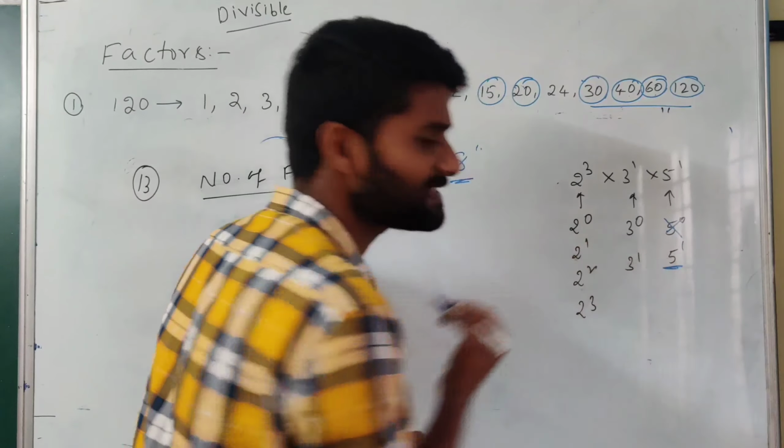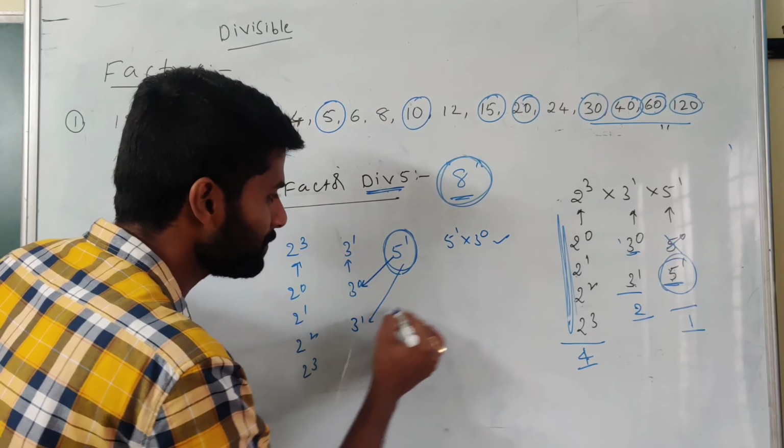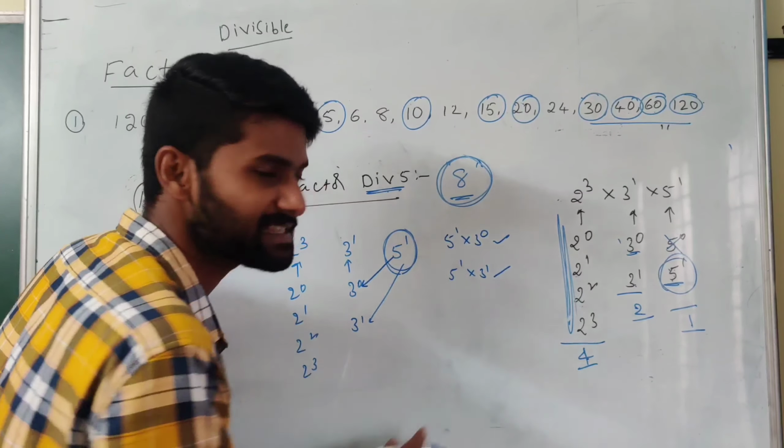For example, I will explain again. See, 2 cube means 2 power 0, 2 power 1, 2 square, 2 cube. Again 3 power 1 means 3 power 0 and 3 power 1. If you want the divisibles, you consider only 5 power 1. Why? Because 5 power 0 value is 1. If you consider 5 power 0, those numbers are not at all exactly divisible by 5. That's why I consider only 5 power 1. See, so 5 power 1 into 3 power 0 is exactly divisible. Second number, 5 power 1 into 3 power 1, that is also exactly divisible.